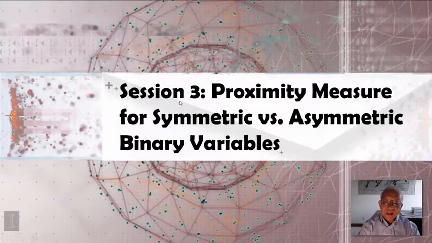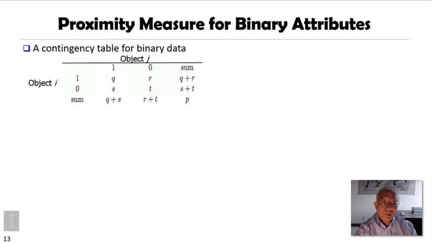In this session, we are going to discuss proximity measures for symmetric versus asymmetric binary variables. For binary variables, we usually represent their occurrences using a contingency table. Suppose we have two objects, i and j. The number of times they both appear is q, and they both are missing in t cases. i appears and j does not in r cases, and i does not appear and j appears s times.